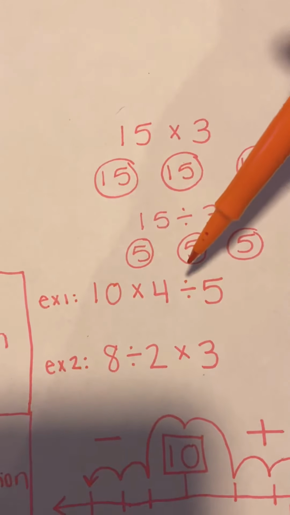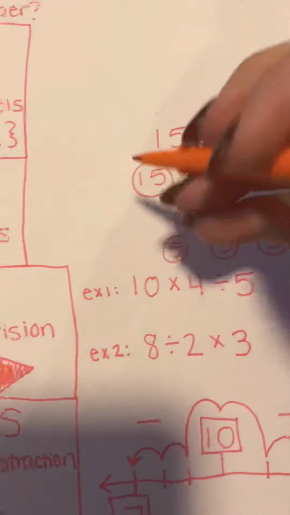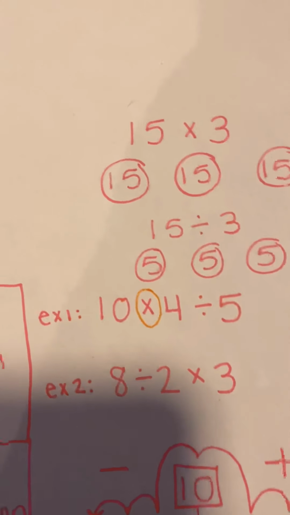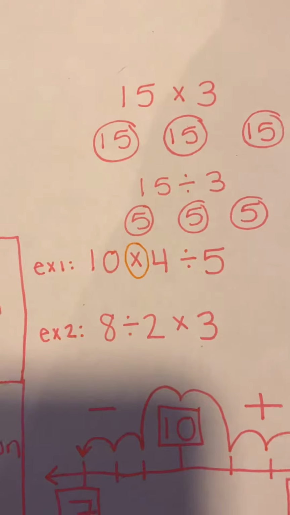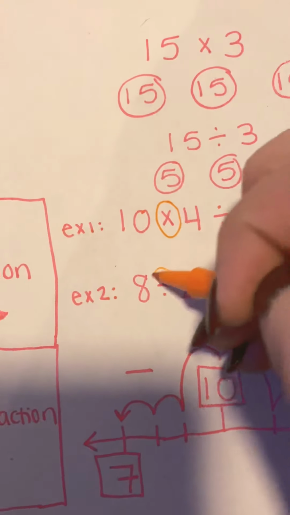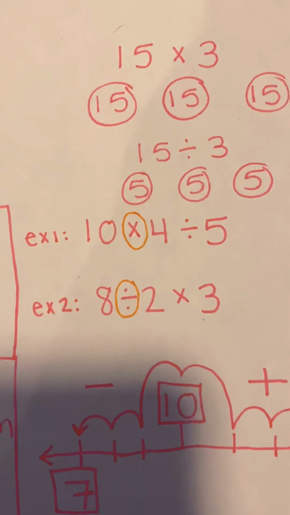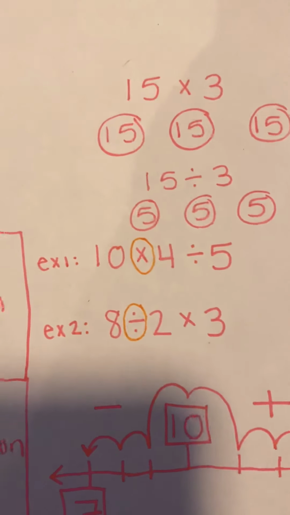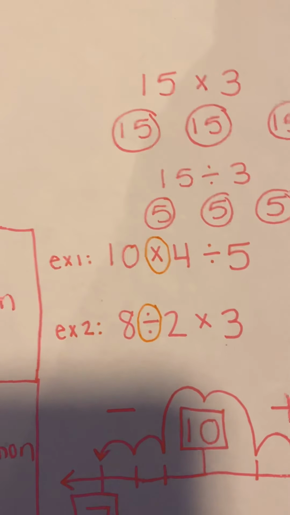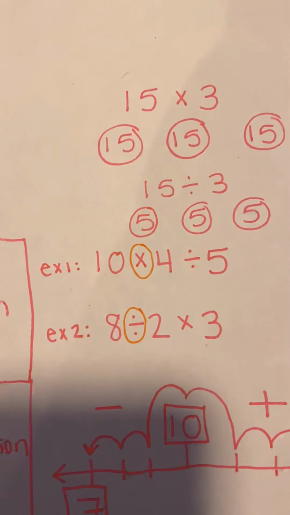So in this first example, they would be doing multiplication first because multiplication is the first operation that appears. In the second example, they would be doing division first because division is the first operation that appears. It depends on the problem. They solve them in order from left to right, doing whichever comes first.